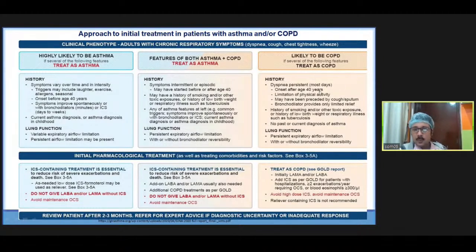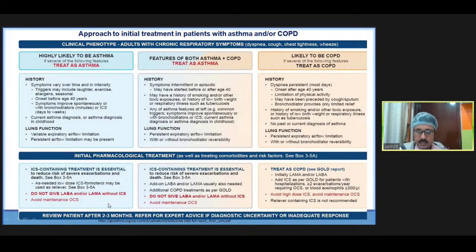Now, in case of COPD patients, treatment is initially LAMA plus LABA. But in COPD patients with exacerbations more than two per year, stage three or four in GOLD, and peripheral blood eosinophil count more than 300, in this particular variant of COPD patients, the ICS treatment is essential. So with LABA plus LAMA, inhaled corticosteroid has a very important role in this particular variant of COPD patients.